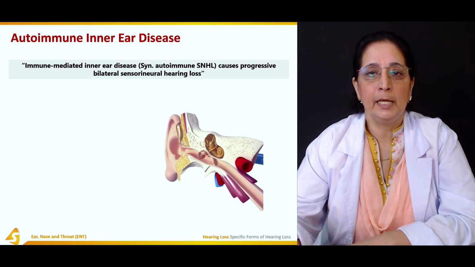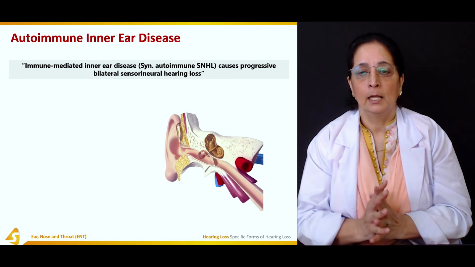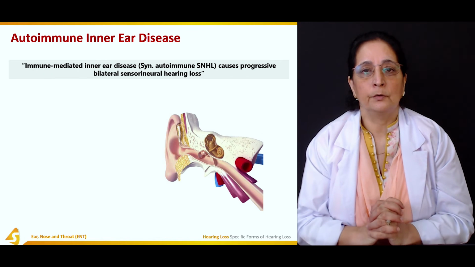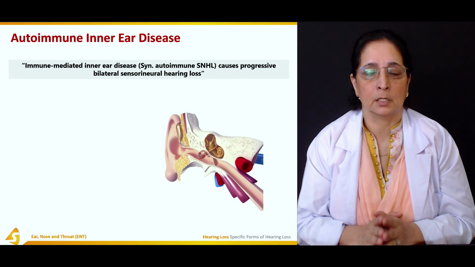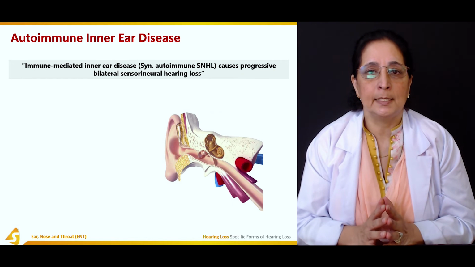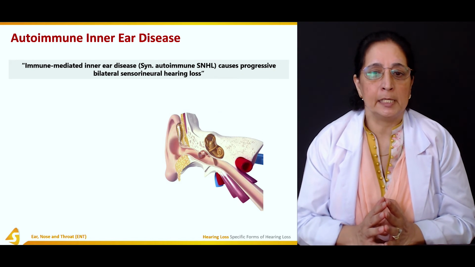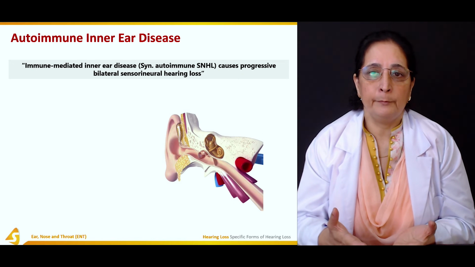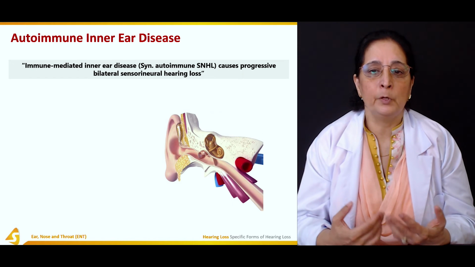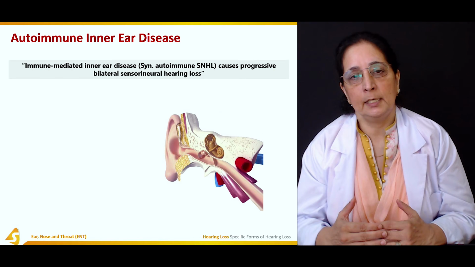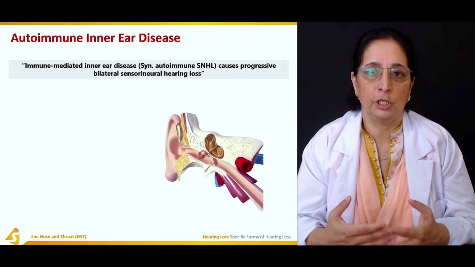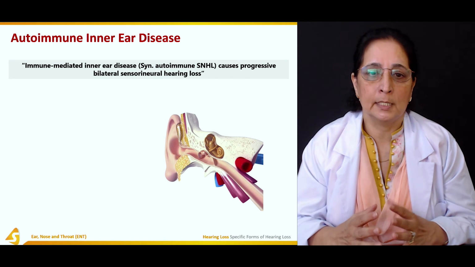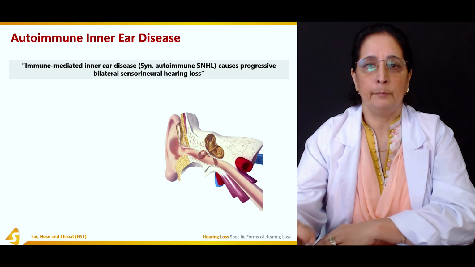Then autoimmune inner ear disease, an immune-mediated ear disease like autoimmune sensorineural hearing loss, causes progressive bilateral hearing loss. So in autoimmune inner ear disease, which is immune-mediated, the person's own immune system starts destroying the cells which are helpful for protection or immunity. So auto means self-induced, a self-immune disorder.